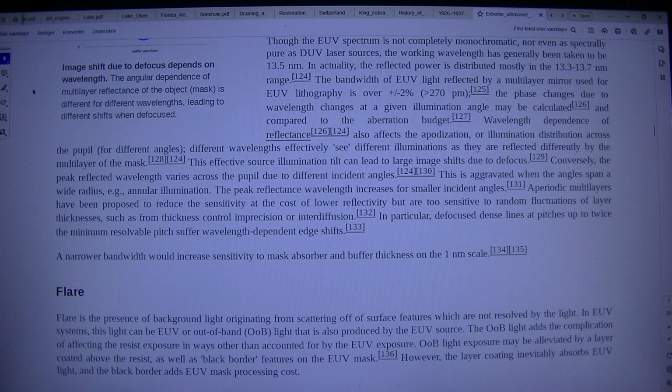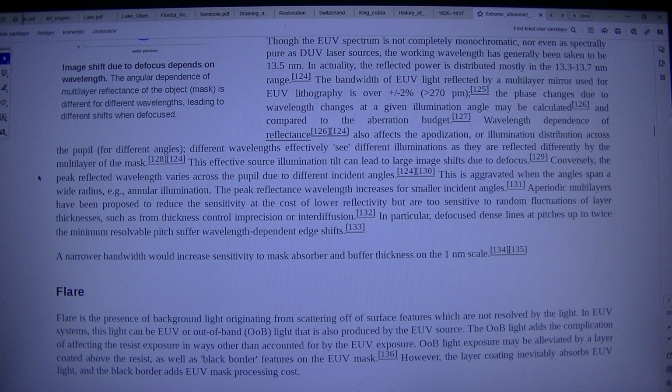124. The bandwidth of EUV light reflected by a multilayer mirror used for EUV lithography is over 2%. 125. The phase changes due to wavelength changes at a given illumination angle may be calculated. 126. And compared to the aberration budget. 127. Wavelength dependence of reflectance.